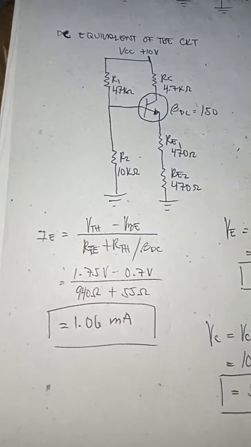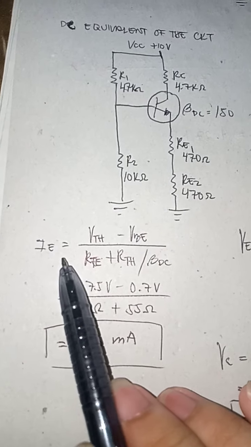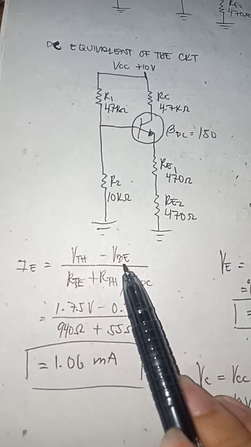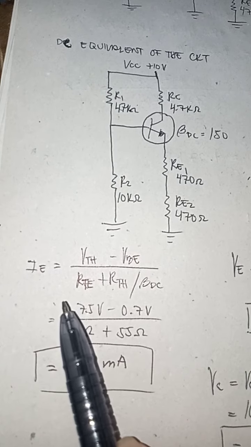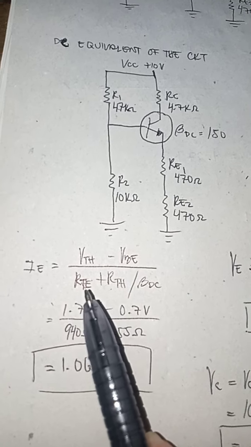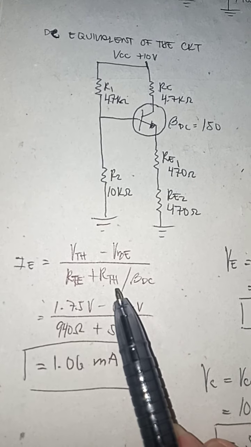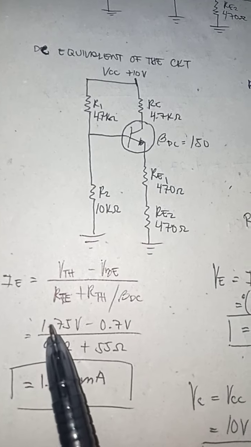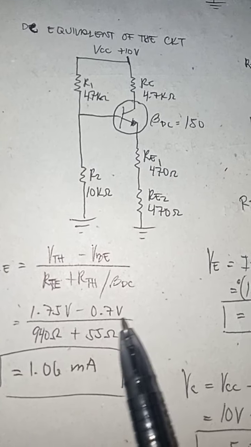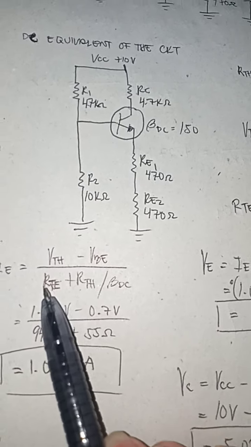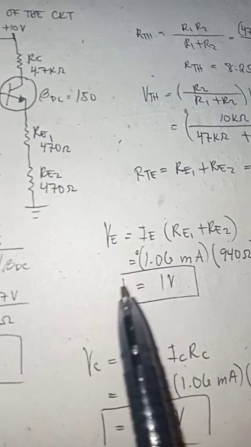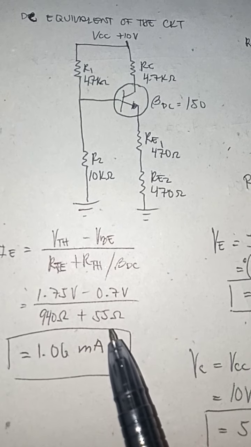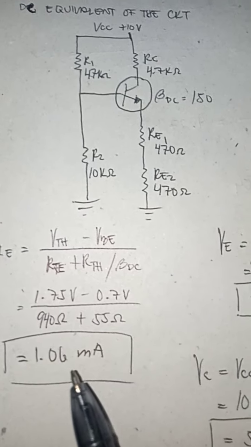To find the emitter current, the equation is Thevenin's voltage minus the base emitter voltage over the total emitter resistance plus Thevenin's resistance over the beta DC. So, 1.75 volts minus 0.7 volts over 940 ohms, which is the total emitter resistance, plus 55 ohms, is equal to 1.06 milliamps.